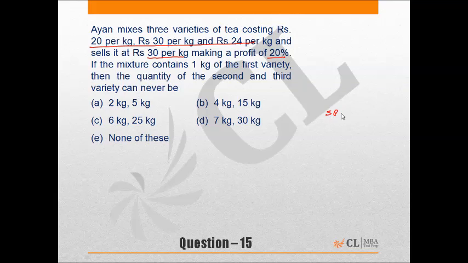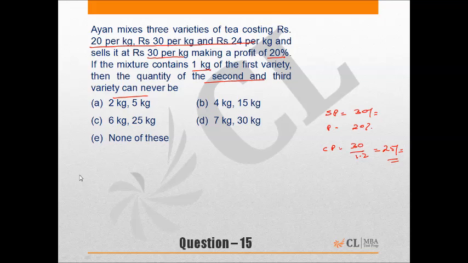His selling price is equal to 30 rupees. His profit is equal to 20%. So his cost price should be equal to 30 upon 1.2, which is equal to 25 rupees. So the average cost price is 25 rupees. If the mixture contains 1 kg of the first variety, then the quantity of second and third variety can never be.